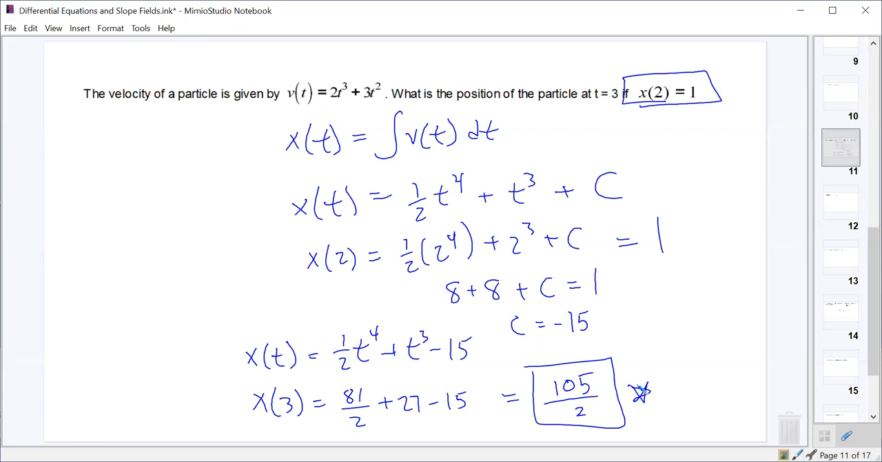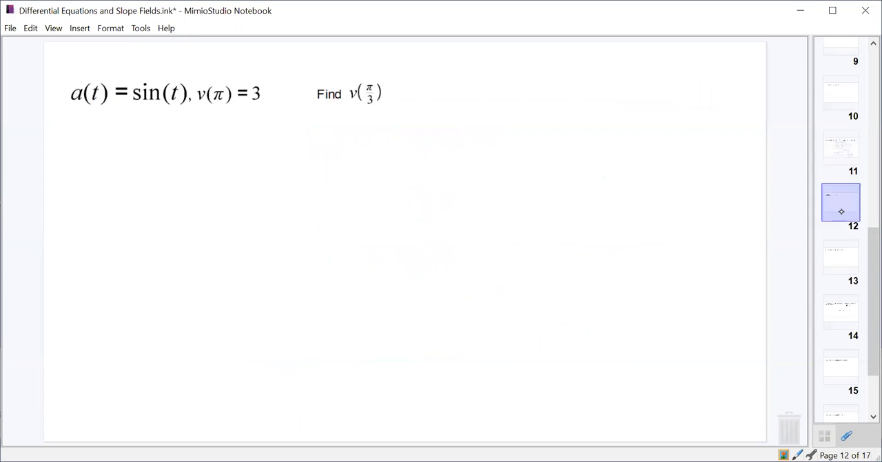Good. All right. Do another one of these, another nice, simple, easy one. This time we're going from acceleration to velocity. So our velocity function ought to be the integral of our acceleration function, which ought to be, what's the integral of sine of t? Negative cosine. Negative cosine t plus some constant.